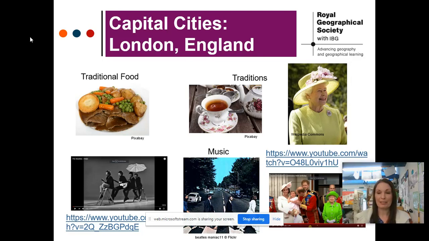Now, London and England are also famous for certain types of food. Do you like a roast dinner? Do you like a cup of tea? England's very famous for those foods. And also, England and London are famous for a very special type of music from the 1960s called the Beatles. Now, your mum and dad might be able to tell you more about them. And if you'd like to listen to their music, again, there is a YouTube link that will take you there, and I think you'll be able to access them on the additional PowerPoints we've given you.